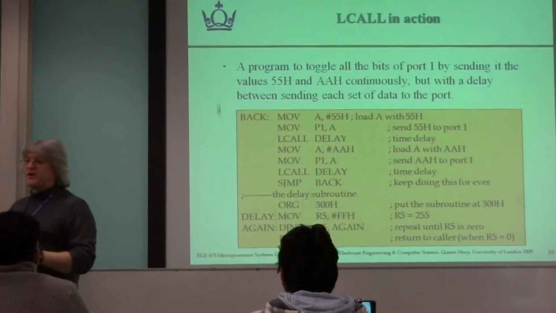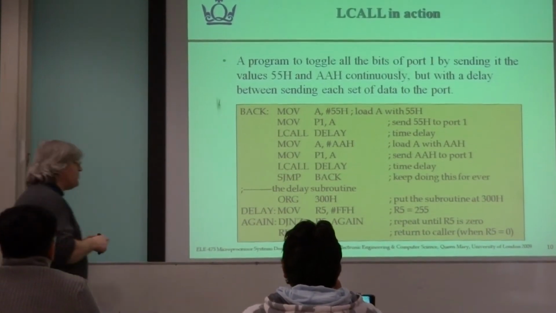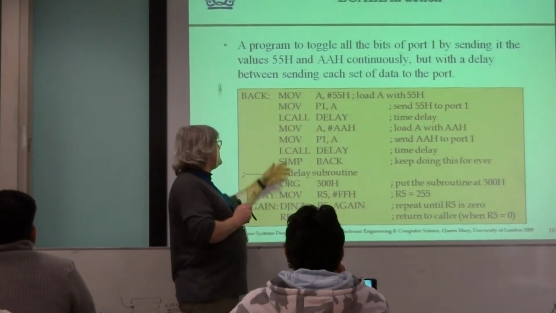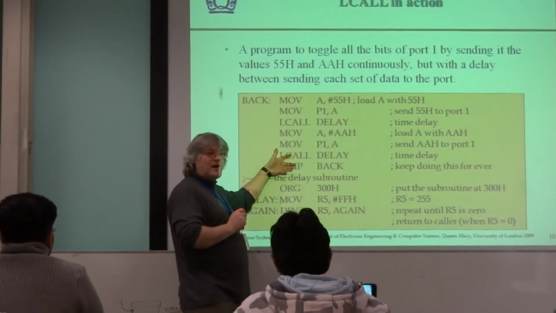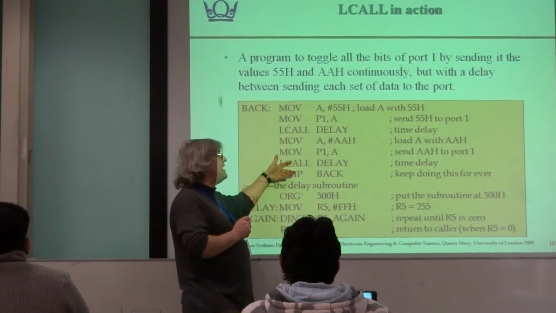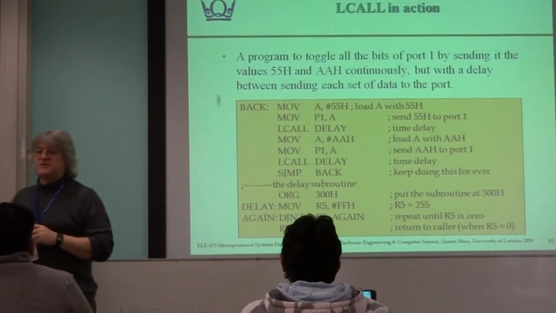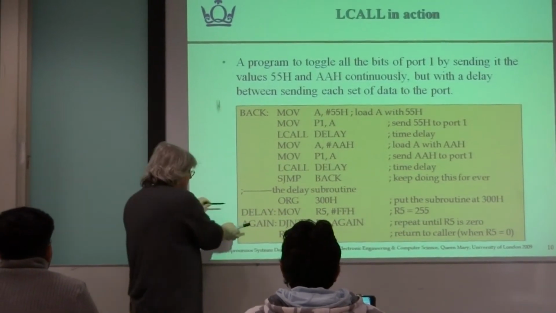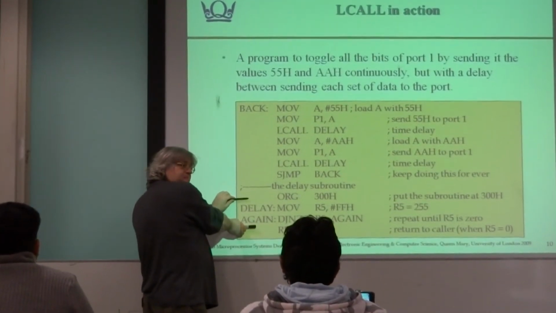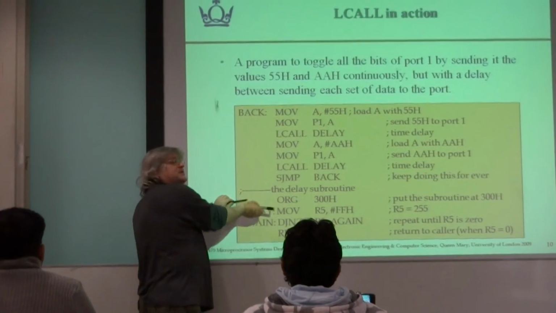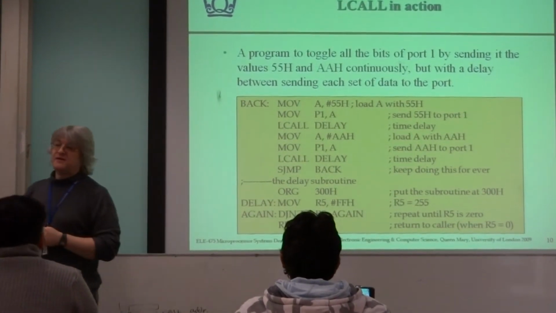But whoever wrote this program said, there is a more efficient way of doing this. Seeing as I'm using the same block of code twice, effectively, why not make it a subroutine? So the block of code that deals with the delay has been written just once elsewhere in the memory, and then we're using it more than once.